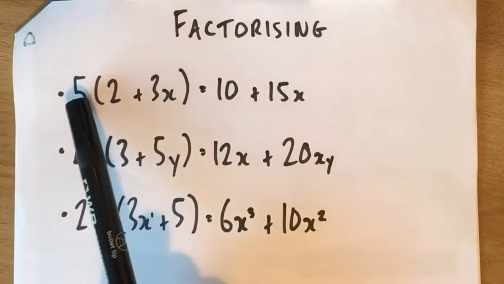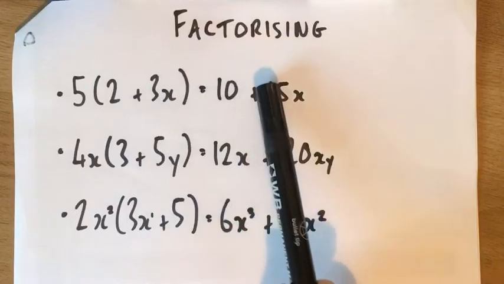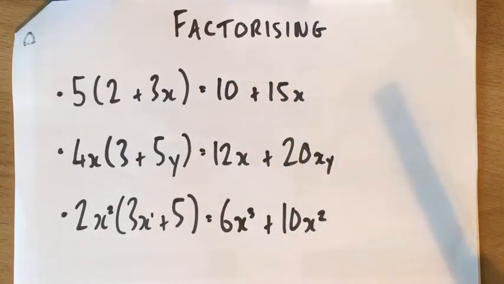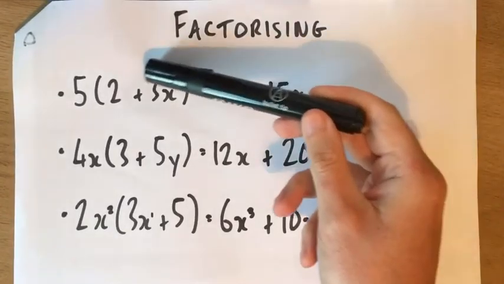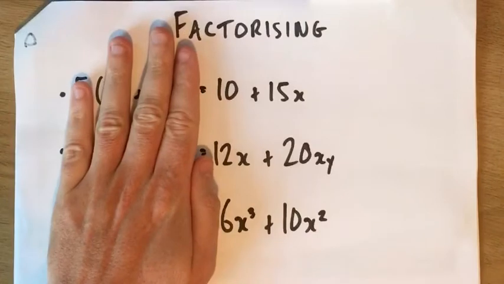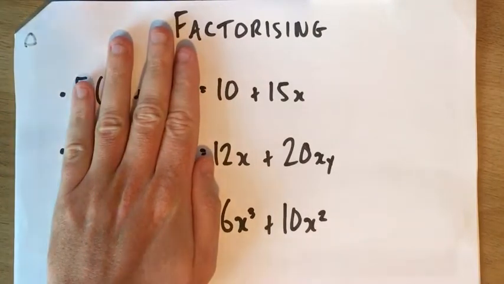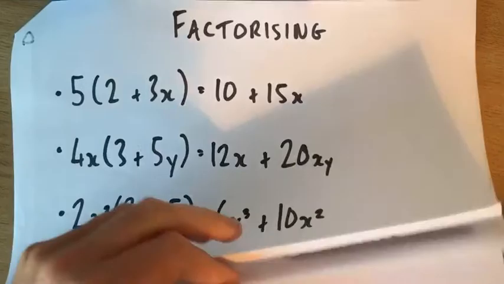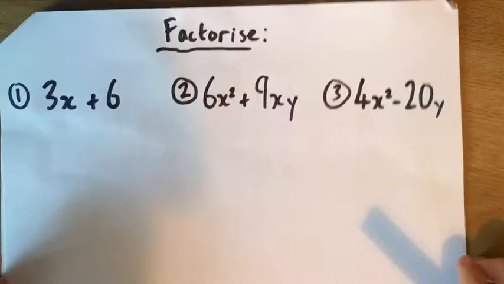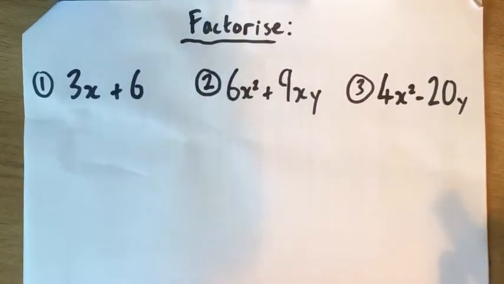So when you start with this and you multiply it out and get this as your answer, that's called expansion. All factorizing is starting with this and going back to this. In factorizing, you will be given these as the questions and expected to get back to this. So factorizing is just the reverse process of expansion. I'm going to do a few examples, and the first ones are here.